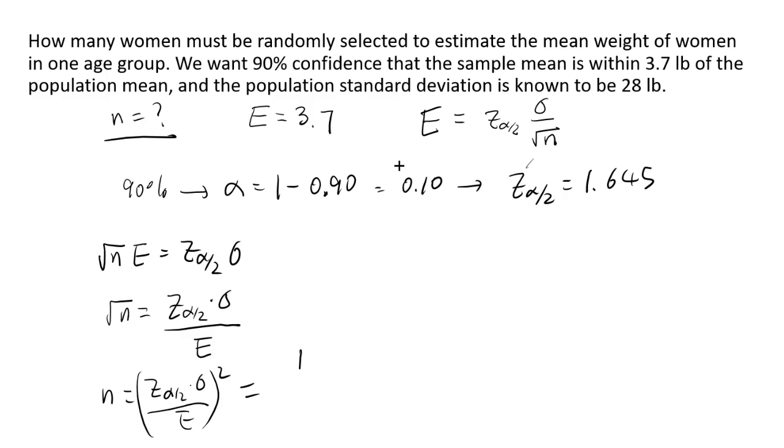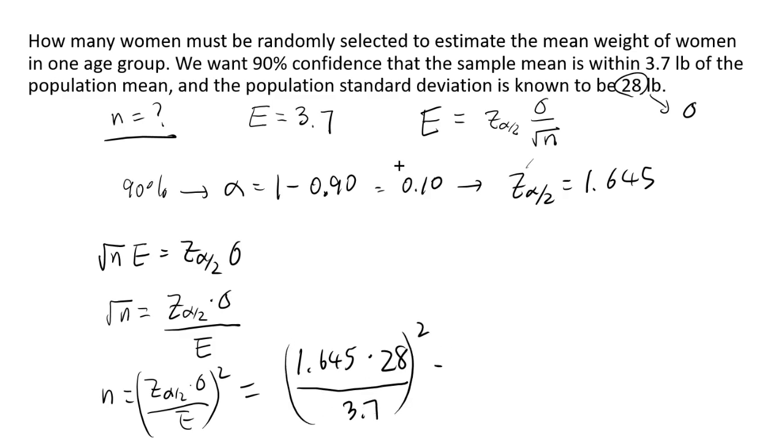Now we're ready to plug in everything. So we need 1.645 times the standard deviation. This is the value of sigma, right? So we have 28, and you divide it by the value of E, which is 3.7, and you have to square this thing. Okay, so let's put all of these into the calculator.